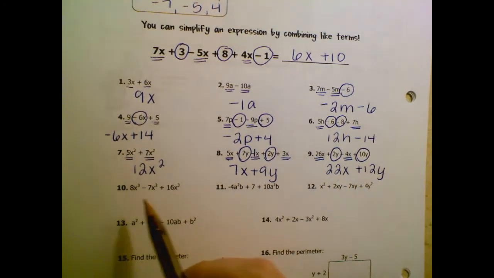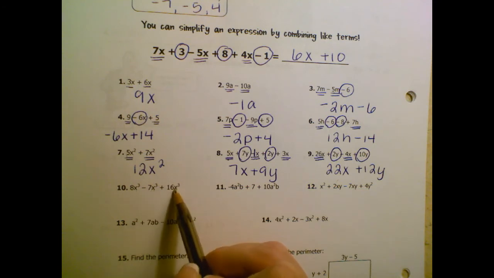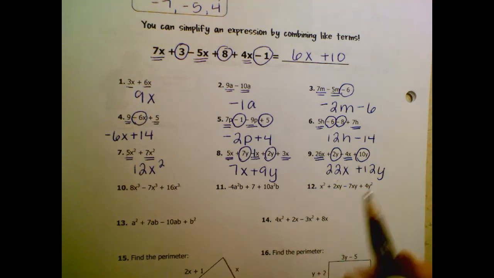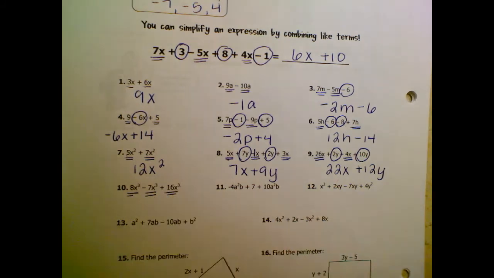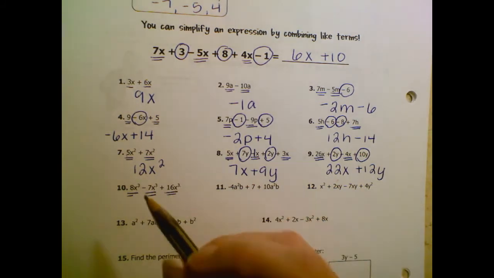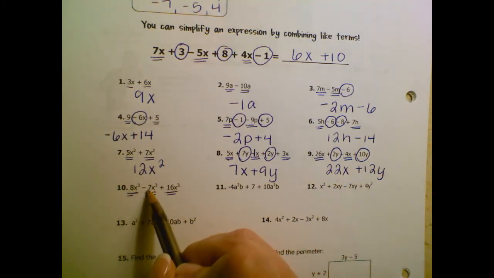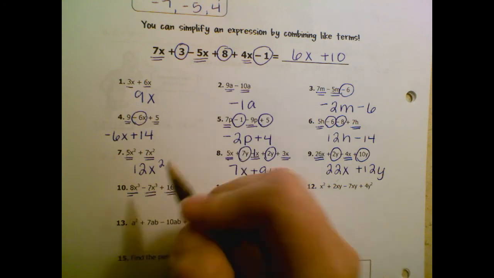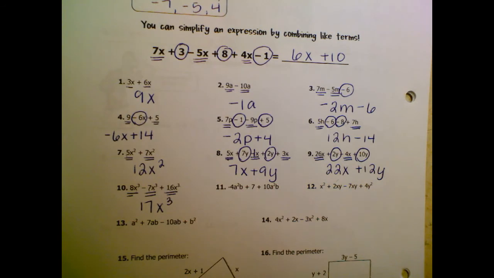Looking at 10, this is an x cubed, x cubed, x cubed. So they're all the same terms, so I can just combine them, add them together. 8 plus a negative 7 plus a 16 gives me 17. And then I just stick the x cubed on at the end.